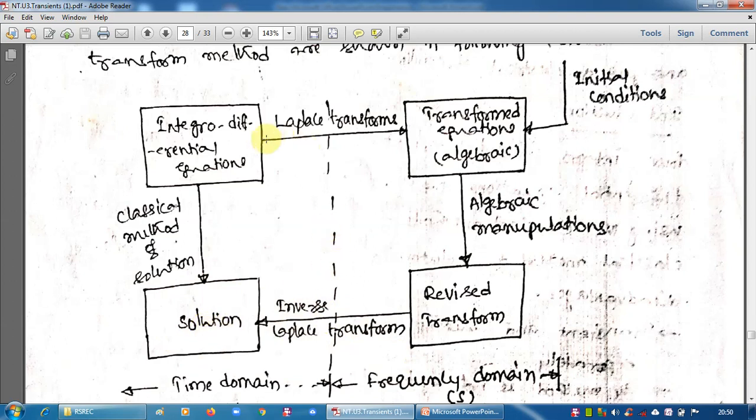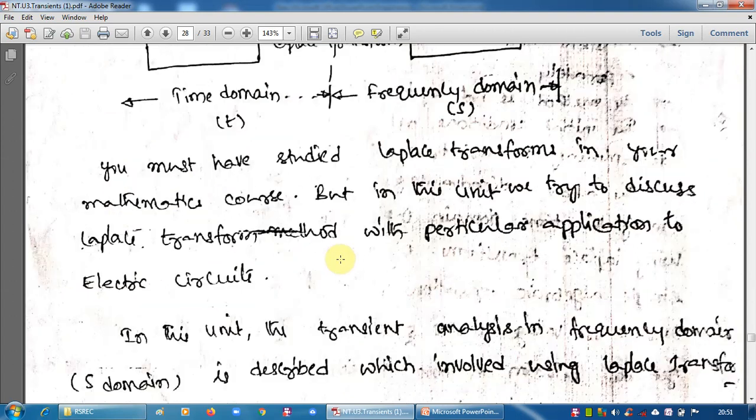Though it may appear that the process is lengthy, that is transforming to S domain, simplification, and again applying inverse Laplace transform, we can see later that this method is very convenient compared to this classical or conventional method. This is not a straightforward method, that we mentioned already. So this Laplace transform method is like that we can perform. So that is about the Laplace transform method.